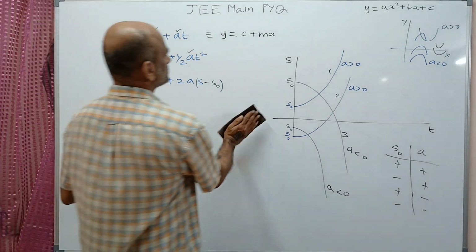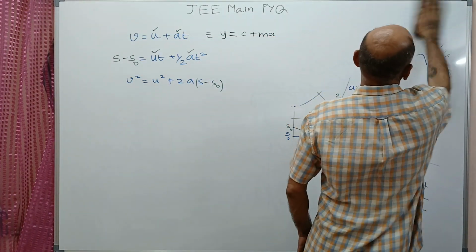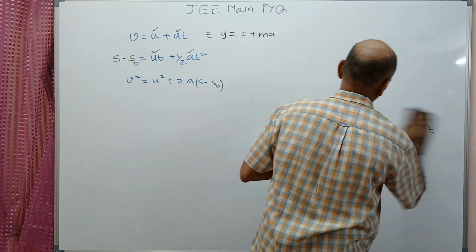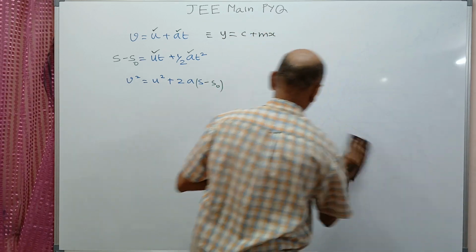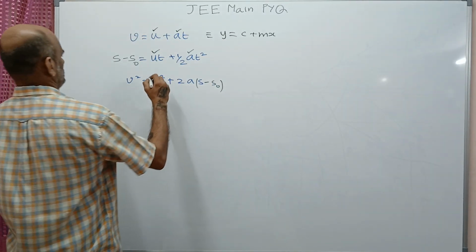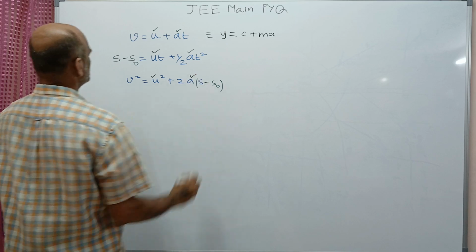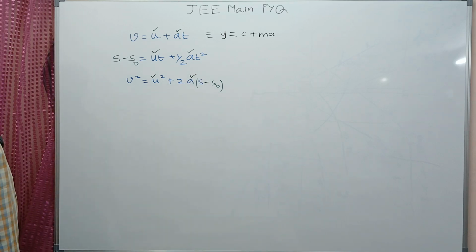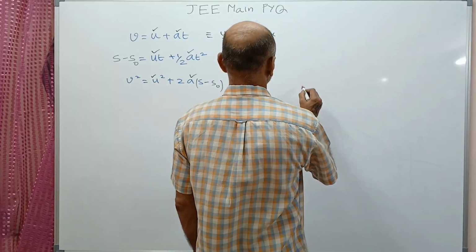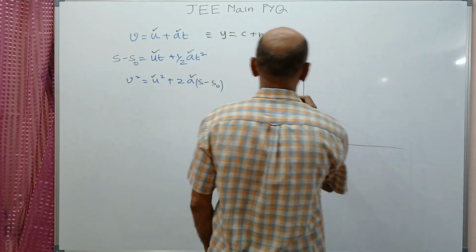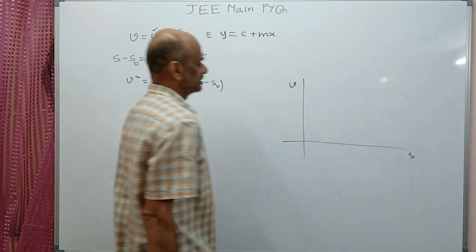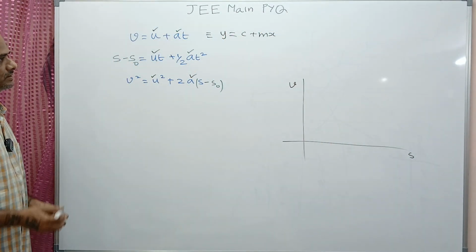So the third one, the third equation of motion. The initial velocity u and the acceleration, if they are known, then the variables are v and s. As time progresses, the displacement will change, and correspondingly v will also change. So here we can plot v on the vertical axis or y-axis, and s on the horizontal axis, the displacement s.